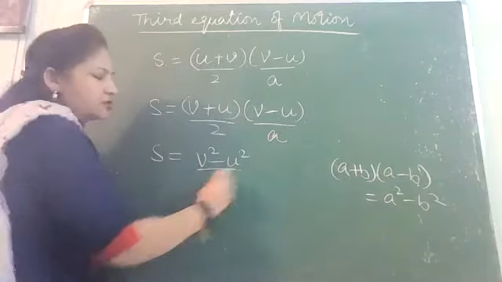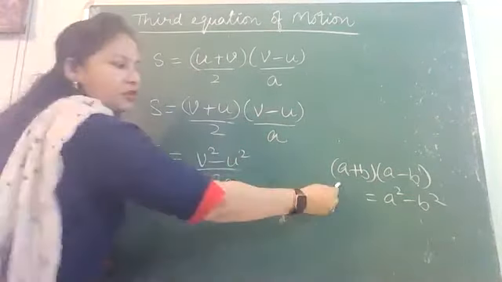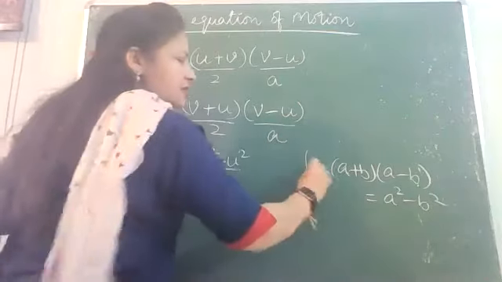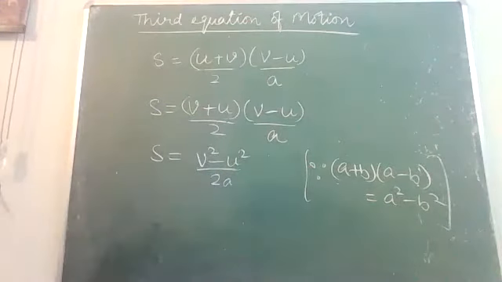2 into a is 2a. So is the reason clear how I have written like this? I have used this formula, so you can give the reason in bracket because of this. I hope this step is clear to you now.